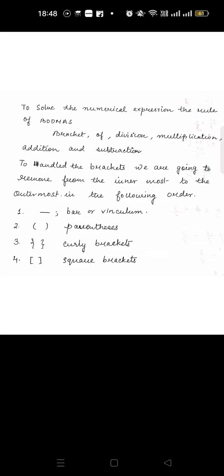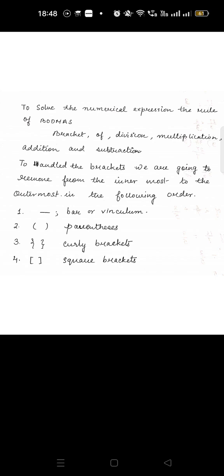To solve the numerical expression, we have to use the rule of BODMAS. Now, what is the full form of this word BODMAS? B is for bracket, O is for of, D is for division, M is for multiplication, A is for addition, and S is for subtraction.